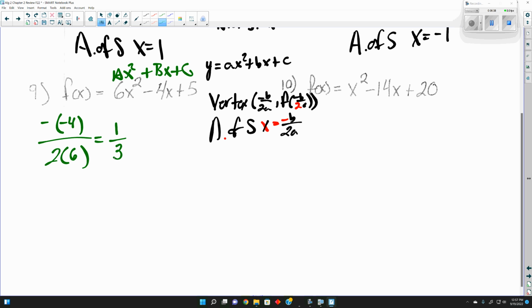So what that tells us is that the vertex is the point 1/3, comma, blank. The axis of symmetry is x is equal to 1/3, because our negative b over 2a, those are the same for both of those there. Questions on this so far?